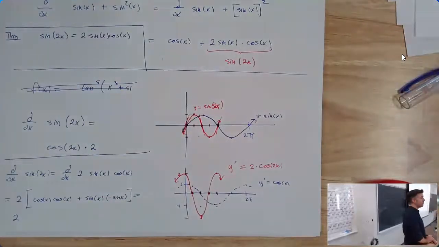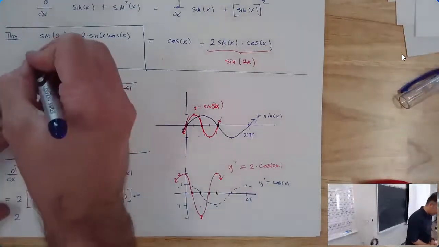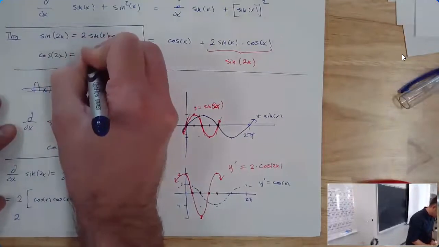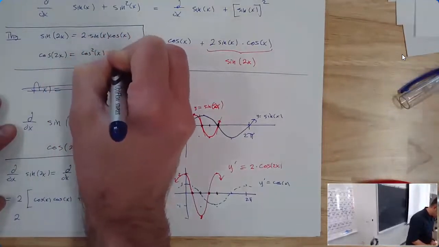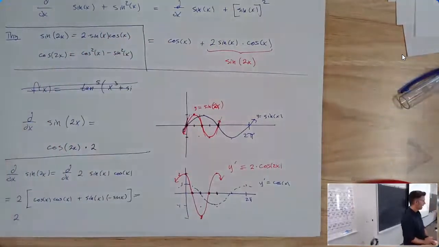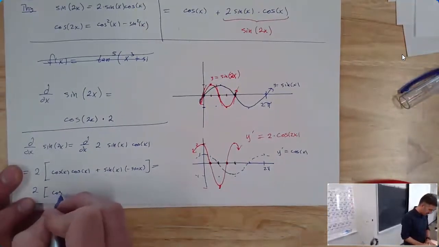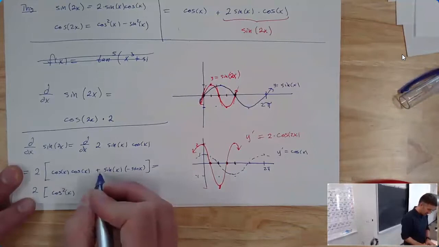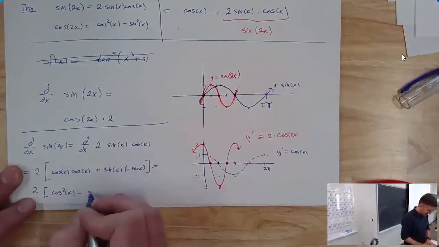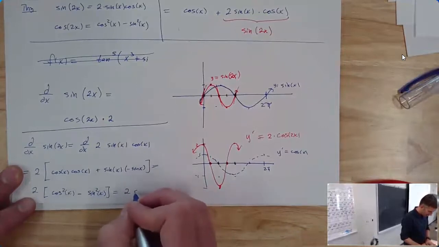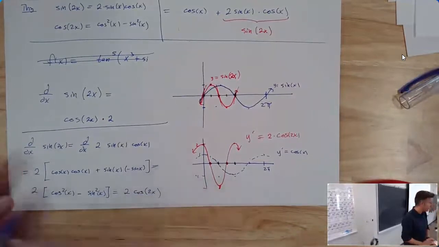There's also another double angle identity, which I'm going to show you because we're going to need a second here, which is cosine of 2x. Cosine of 2x is cosine squared of x minus sine squared of x. And hey, look what we've got down here. We have 2 times cosine squared of x plus sine times negative sine is minus sine squared of x, which is exactly 2 cosine of 2x.